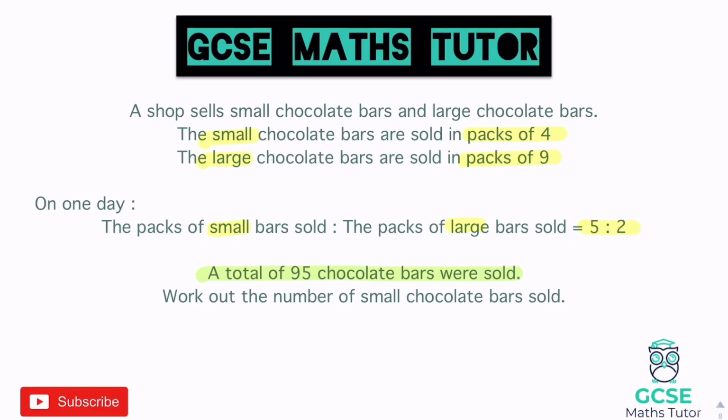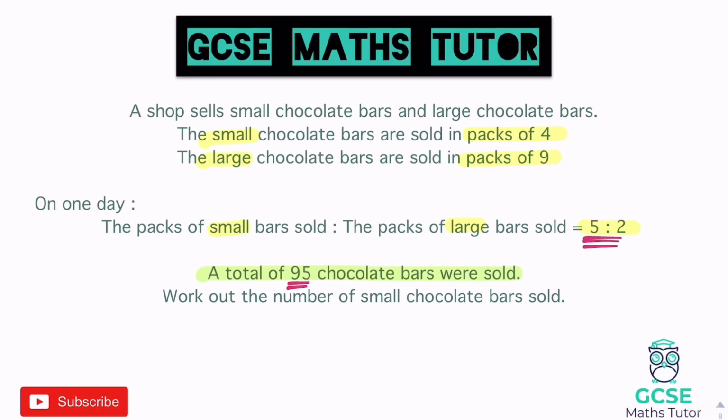So at the moment, we've got a ratio about the amount of packs of bars sold, and we've got the information down the bottom about the amount of bars sold. So unfortunately, we can't just split 95 in the ratio 5 to 2. We can't just do 95 divided by 7, because that ratio is not about the amount of chocolate bars, it's about the amount of packs that were sold. So all we want to do is turn this ratio into an amount of actual chocolate bars.